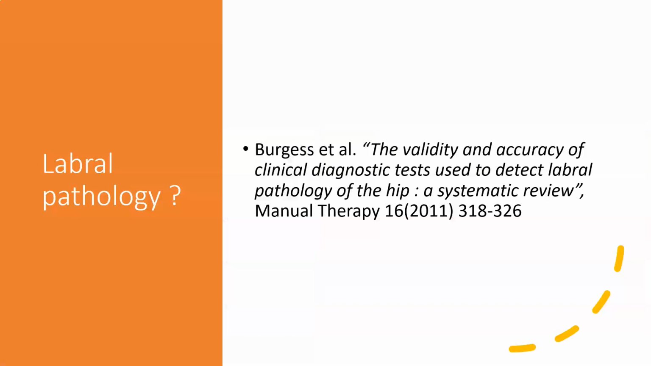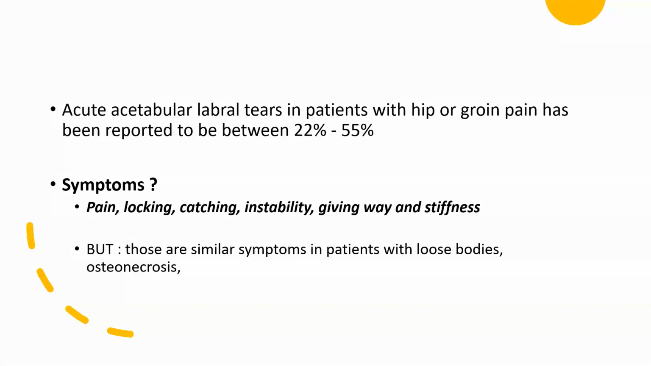The question is, how can we test that? And this was a very interesting article on diagnostic tests to diagnose labral pathology of the hip. And they came to the conclusion that labral tears occur in about 22 to 55% of the patients. And what are they telling you? They have pain, they have a feeling of locking, an instability feeling, giving way, some stiffness. Because, as I just mentioned, those are very similar symptoms as the patients with a loose body.